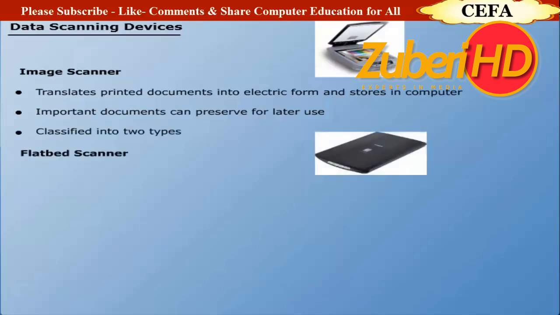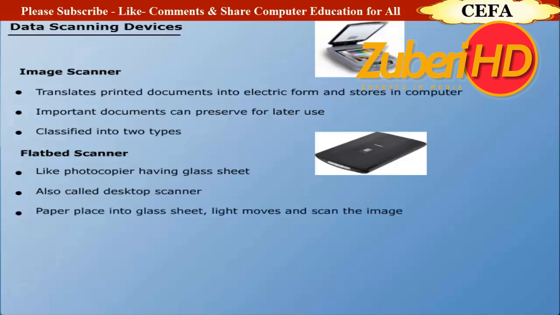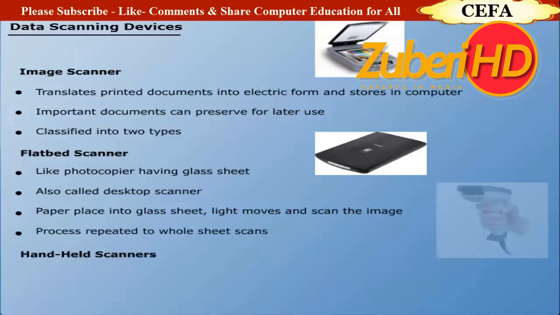Flatbed scanner. A flatbed scanner is like a photocopier machine with a glass sheet. Flatbed scanners are also called desktop scanners. In a flatbed scanner, the paper is placed on a glass sheet and a light source is moved horizontally from one line to another line. The process is repeated until all the lines are completed.